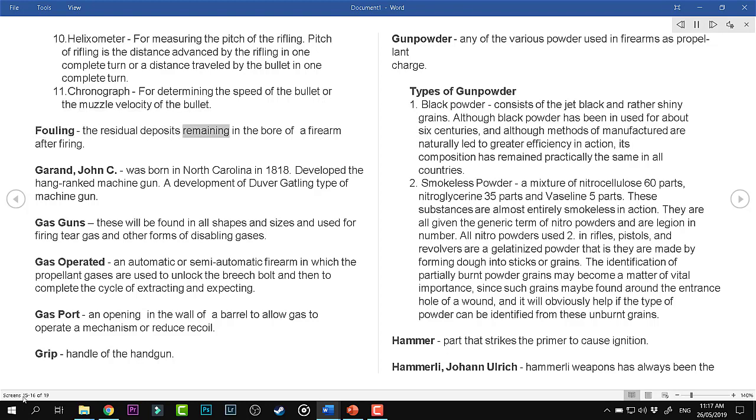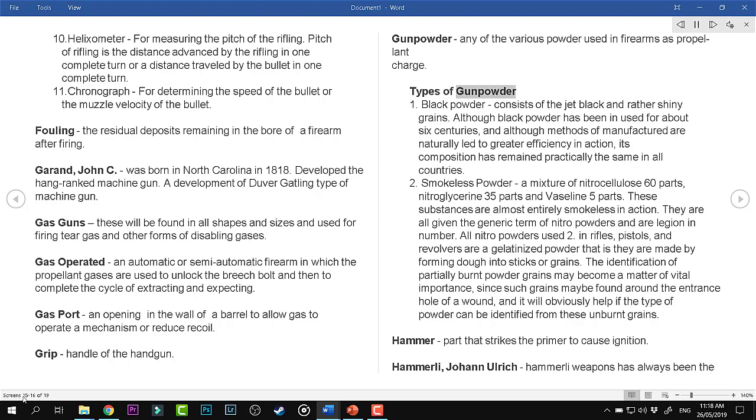Fouling, the residual deposits remaining in the bore of a firearm after firing. Garand, John C., was born in North Carolina in 1818. Developed the Hotchkiss machine gun, a development of the Gatling type of machine gun. Gas guns, these will be found in all shapes and sizes and are used for firing tear gas and other forms of disabling gases. Gas-operated, an automatic or semi-automatic firearm in which the propellant gases are used to unlock the breech bolt and then to complete the cycle of extracting and ejecting. Gas port, an opening in the wall of a barrel to allow gas to operate a mechanism or reduce recoil. Grip, handle of the handgun. Gunpowder, any of the various powders used in firearms as propellant charge.